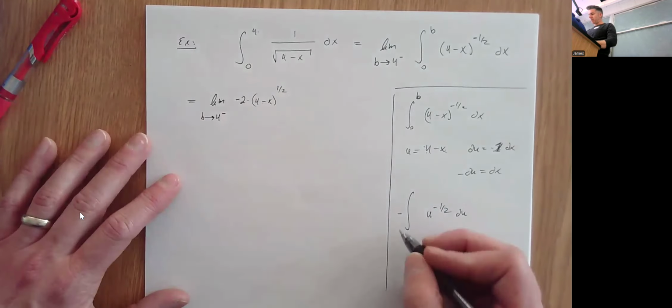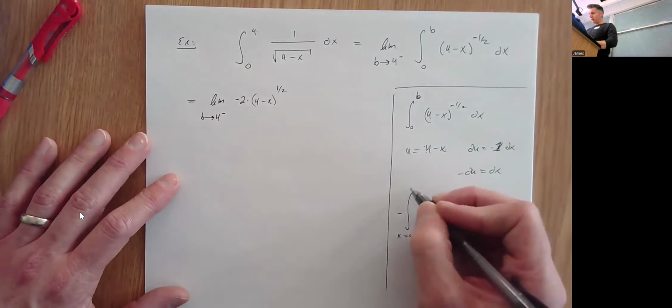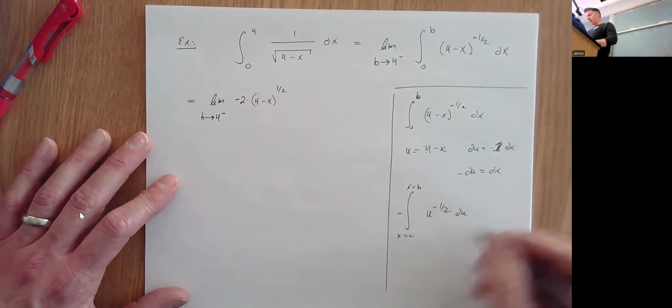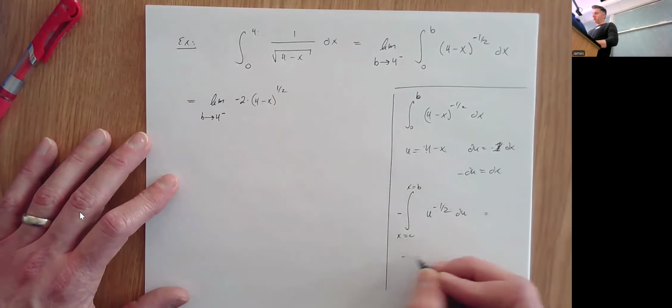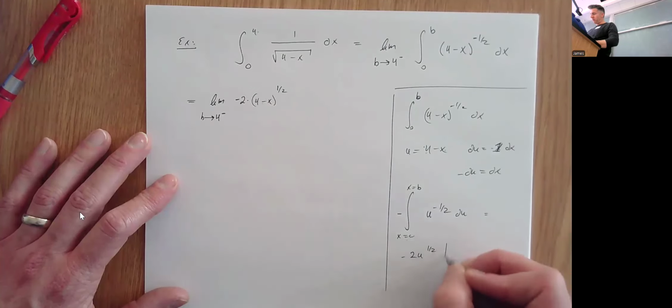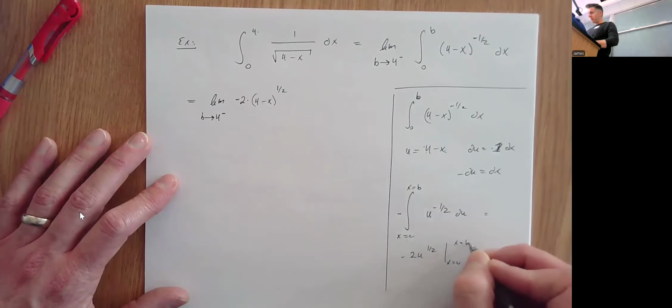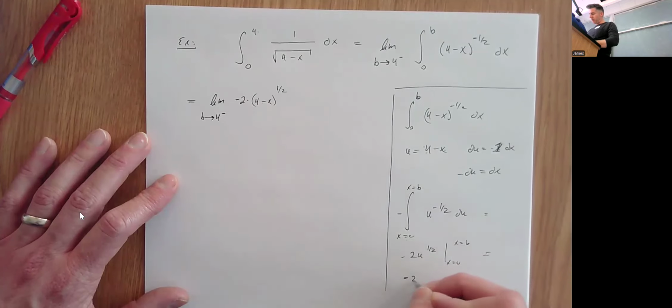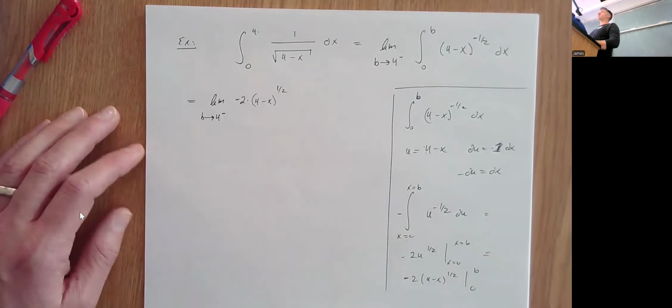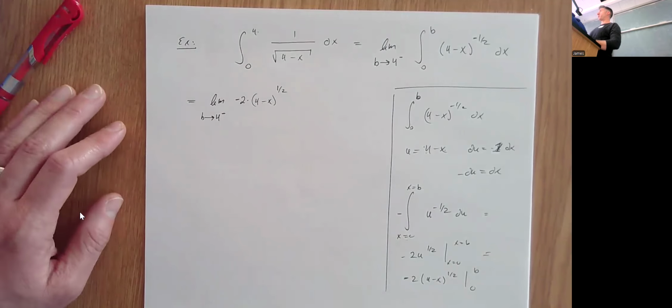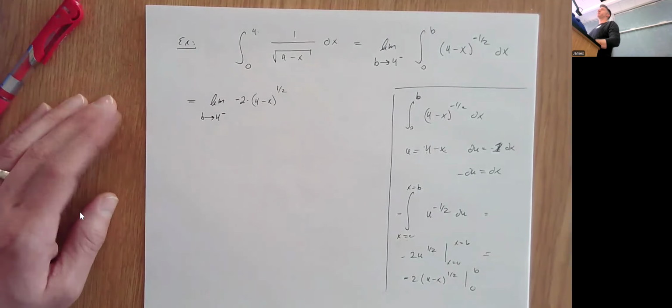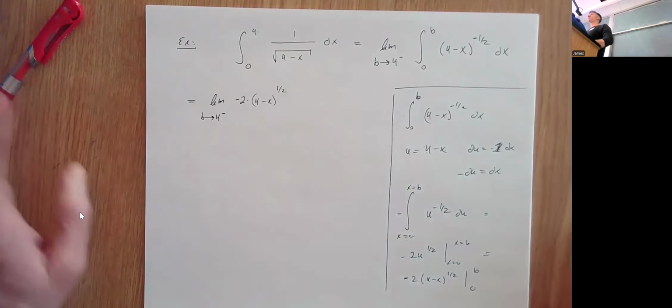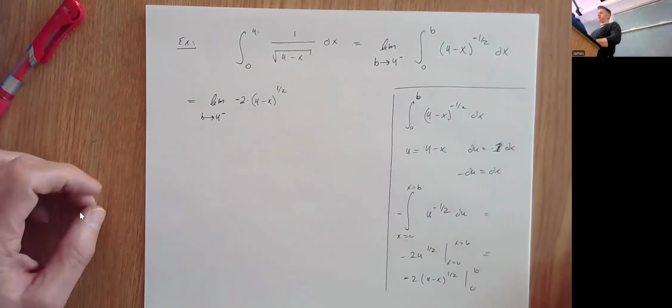So I would just say this is still from x equals 0 to x equals b. And then I would integrate and get negative u to the positive 1/2 divided by 1/2, which is multiplied by 2, from x equals 0 to x equals b. And then I would go back and say that's negative 2 times 4 minus x to the 1/2 from 0 to b. So I do not recommend changing the limits of integration for improper intervals. It's just bad. It's one more thing to not have to think about.